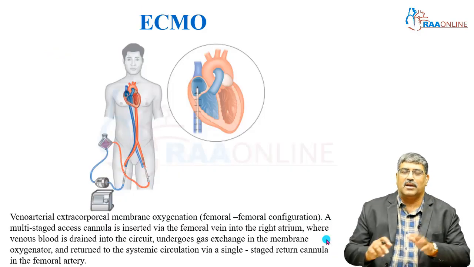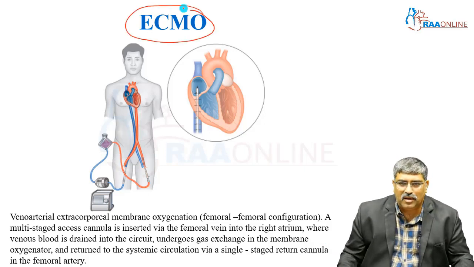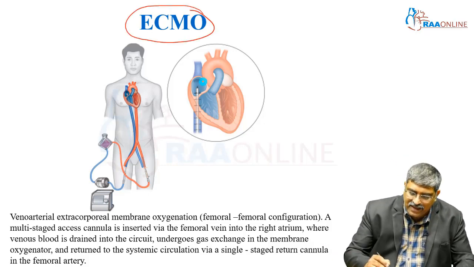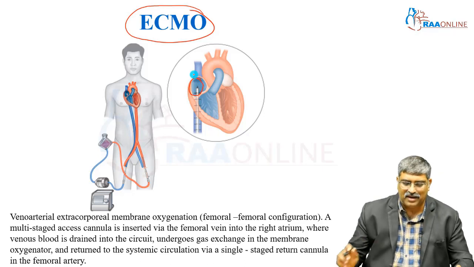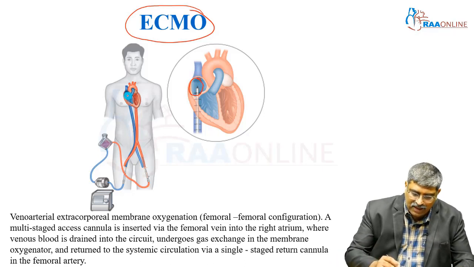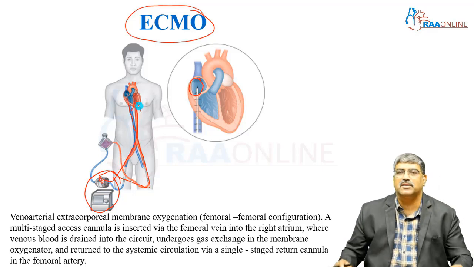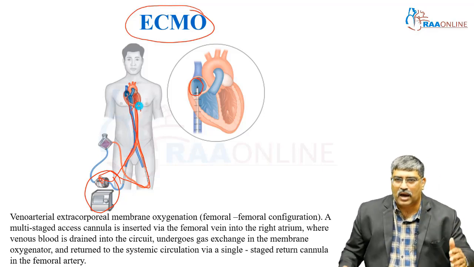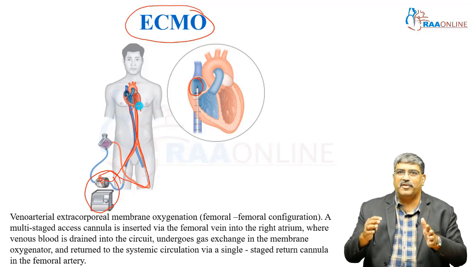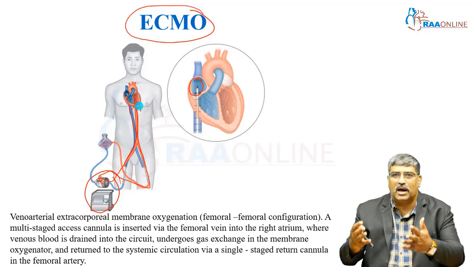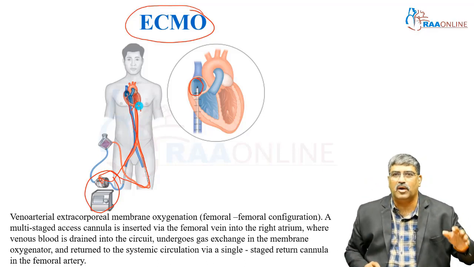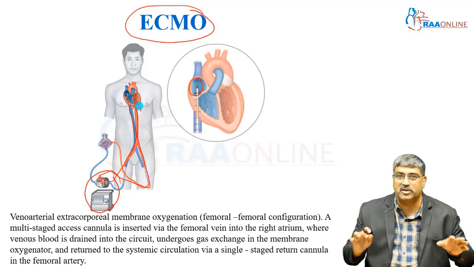Now coming to the last one, the extracorporeal membrane oxygenator. Here the cannula is in the right atrium. It takes the blood, and you have an oxygenator which oxygenates the venous blood, and this blood goes into the systemic circulation or a femoral artery. You take the blood from the venous side and pump into the arterial side. That is what ECMO does after oxygenation.